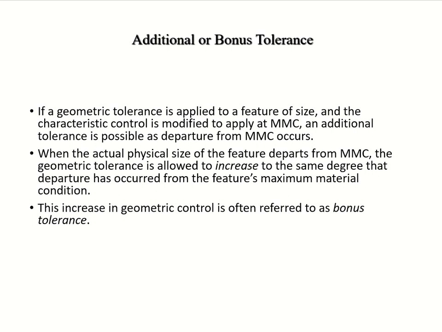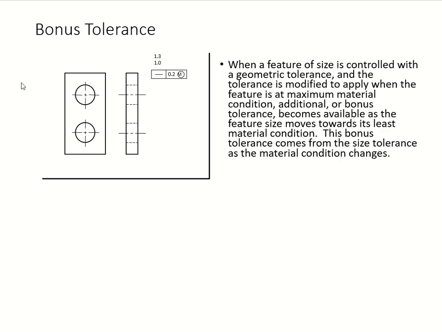Because I can make it to that material, because it's so far away from your max, yeah? Something like that. So let's see our bonus tolerance. Here, your feature size is controlled with your geometric tolerance, and your tolerance is modified to apply when the feature is at your maximum. M with a circle, that's your maximum material condition.